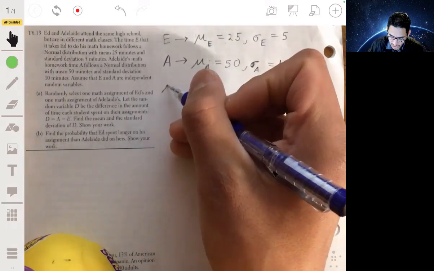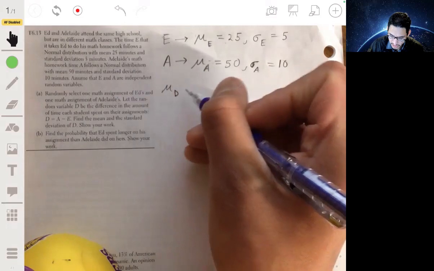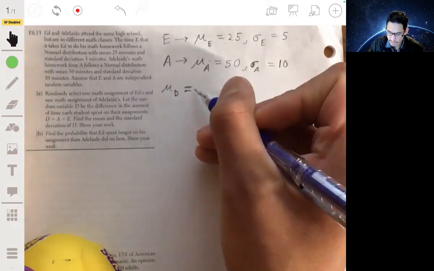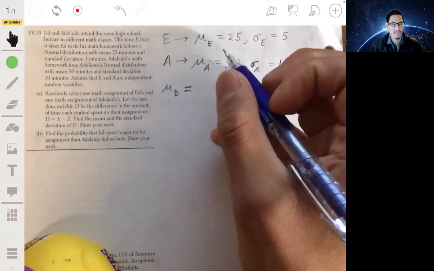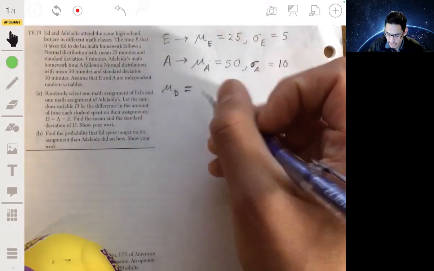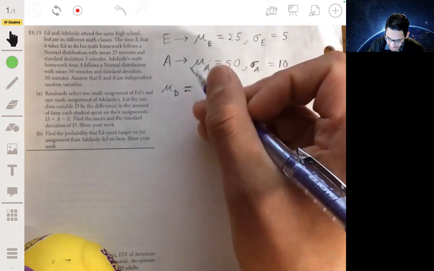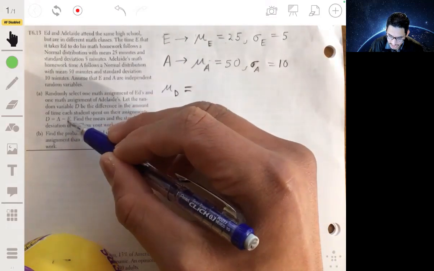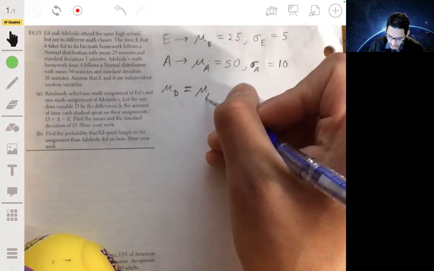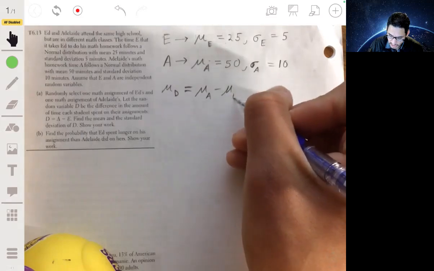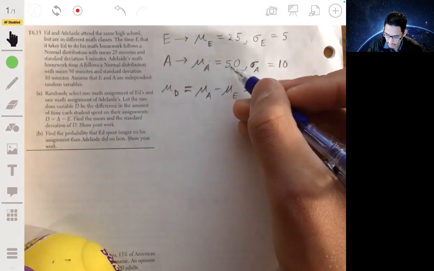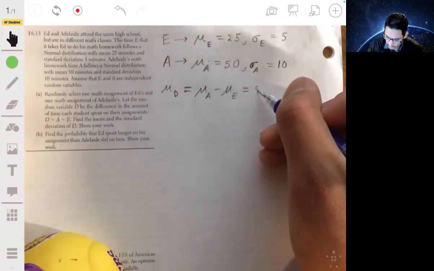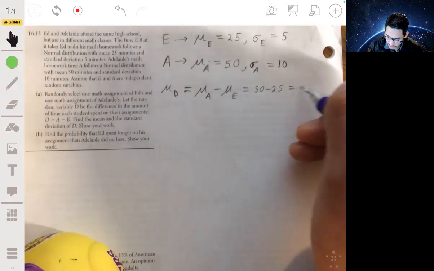So we're looking for the mean of D. Since we're looking at the sum or difference of random variables, the mean of D will be the mean of A minus the mean of E. So the mean of A minus the mean of E, and that'll be 50 minus 25. It'll just be 25.